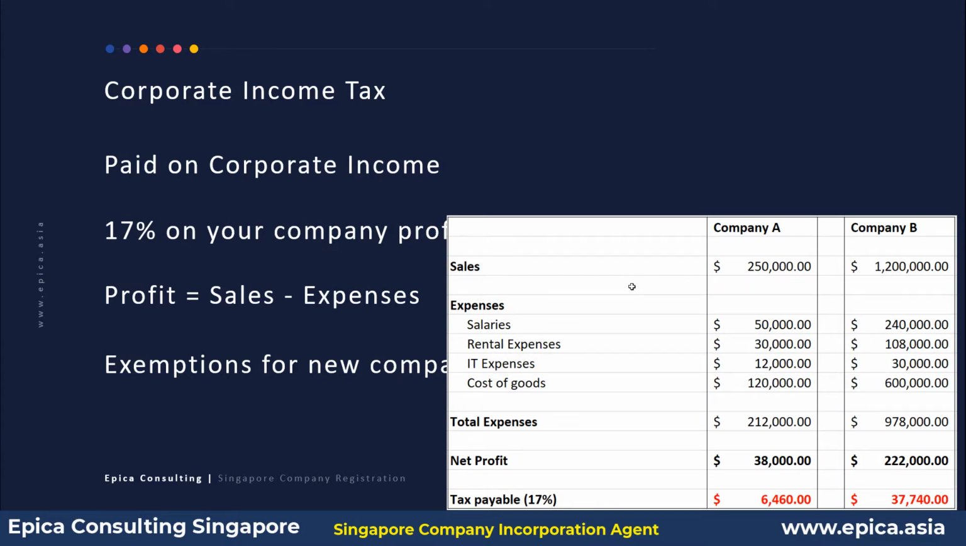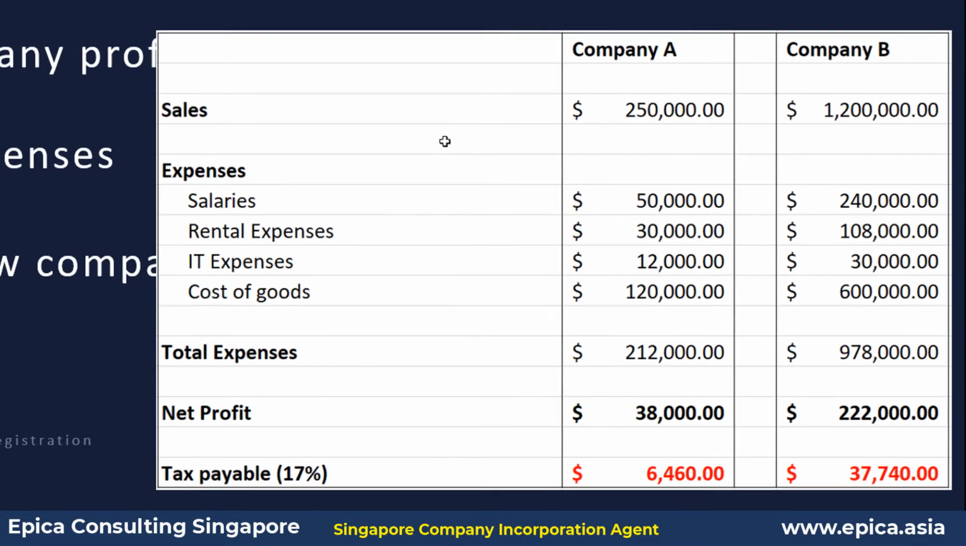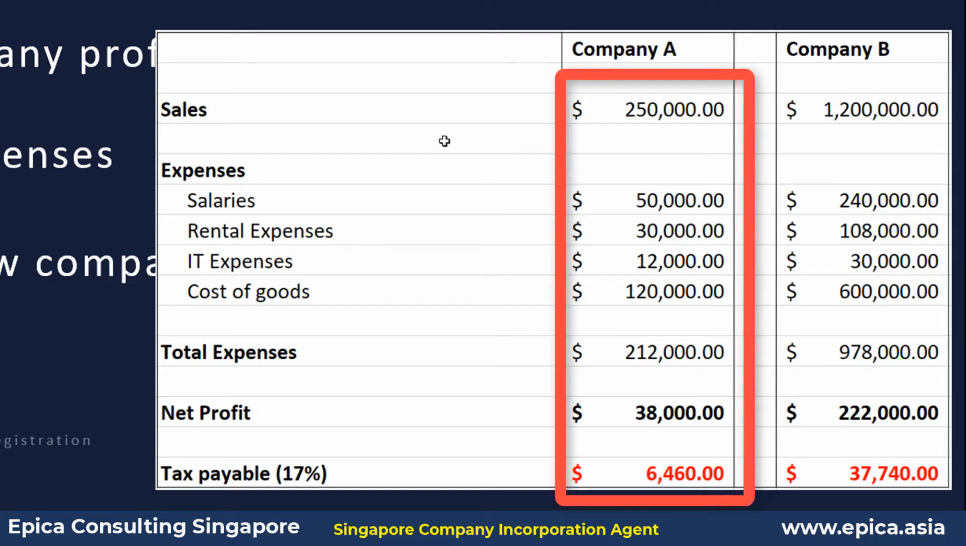I am showing here two hypothetical companies, company A and company B, with different levels of sales, expenses and net profit. As you see here, in company A, the total amount of sales is 250,000 Singapore dollars, and they have incurred expenses on salaries, rental, IT expenses, cost of goods, and so on. After deducting all these expenses, the net profit of the company is 38,000. So the tax will be levied on this $38,000 amount, which is sales minus expenses. And at 17%, the amount of tax payable for company A comes out to be 6,460 Singapore dollars.